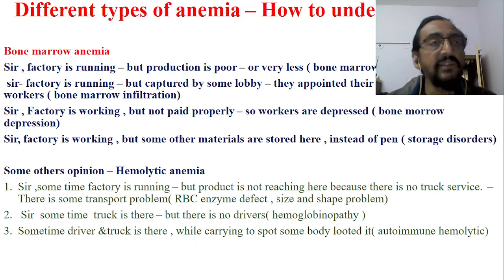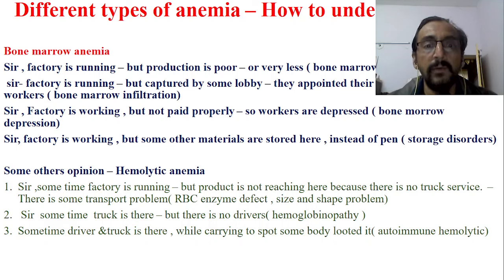In these conditions, there is no involvement of the liver and no involvement of the spleen. There is no formation of jaundice. The reason is the RBC itself is not formed properly. Then there is no question of destruction and no question of heme metabolism. So the possibility of formation of jaundice is zero.